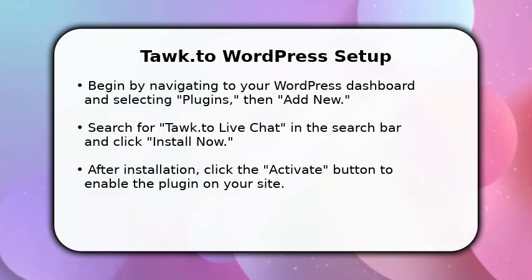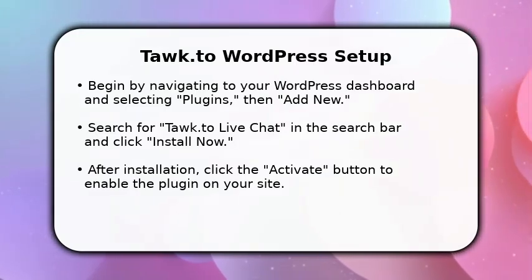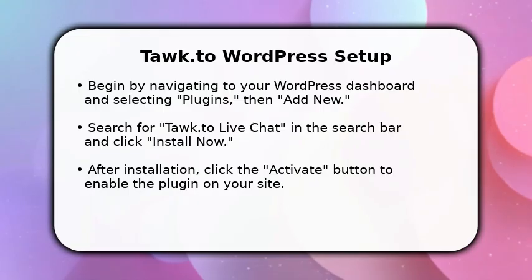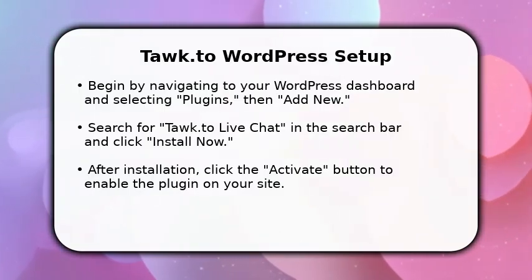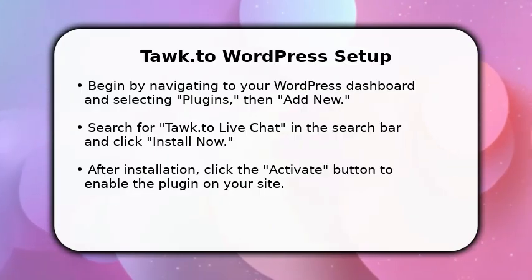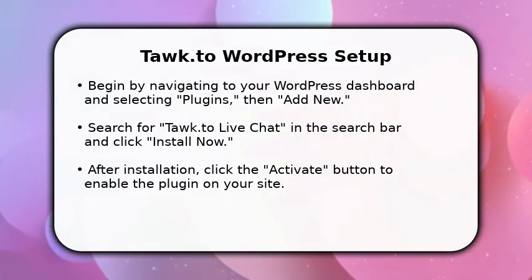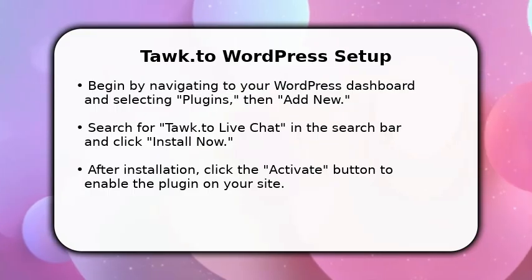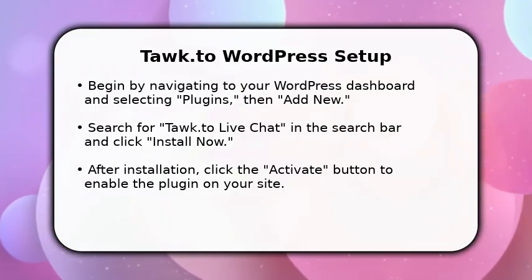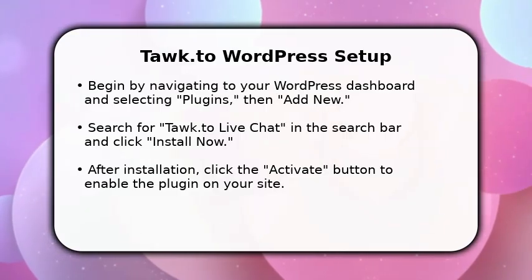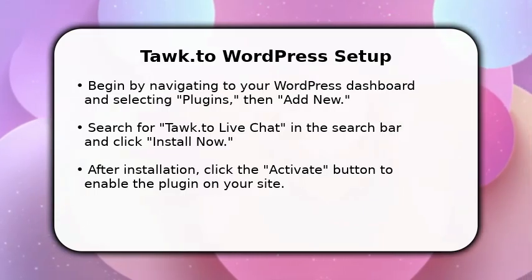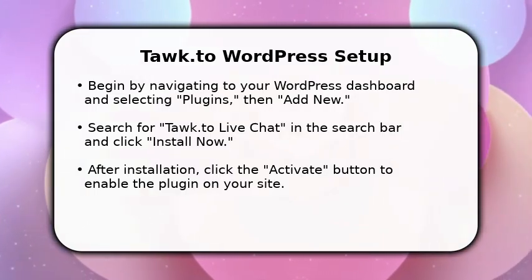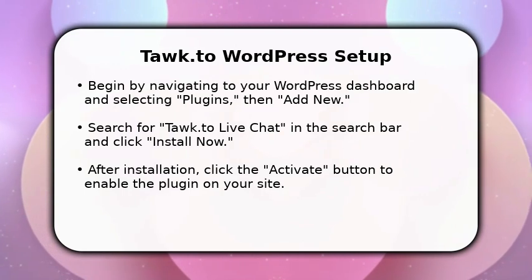In this video, I will explain how to set up Tawk.to WordPress. First, access your WordPress dashboard. Go to Plugins and then Add New. In the search bar, type Tawk.to Live Chat and press Enter. Once you find the official Tawk.to plugin, click Install Now. After the installation completes, make sure to click Activate to enable the plugin. This crucial first step connects your WordPress site to the Tawk.to service, preparing it for live chat functionality.